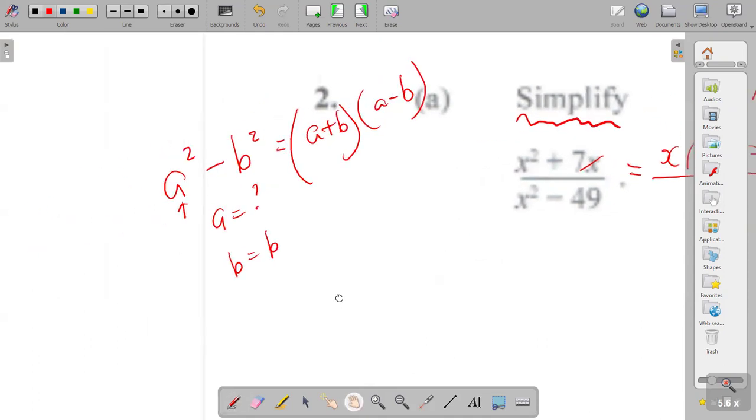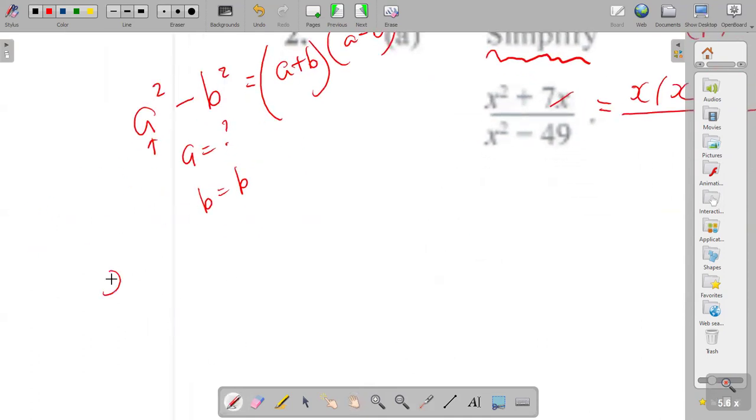So using this concept, I'm going to come to the side and factorize the bottom. X squared minus 49. X squared is a square number, so that means A would be what? X, because X times X gives you X squared. Similarly, the second term, which is the B term, is a square number. One number times itself gives you 49.